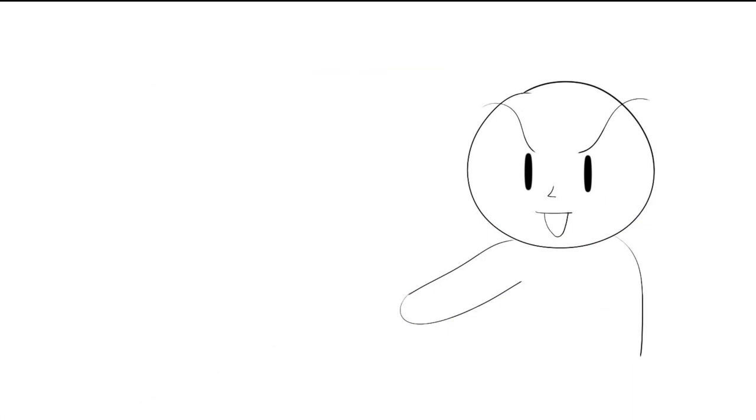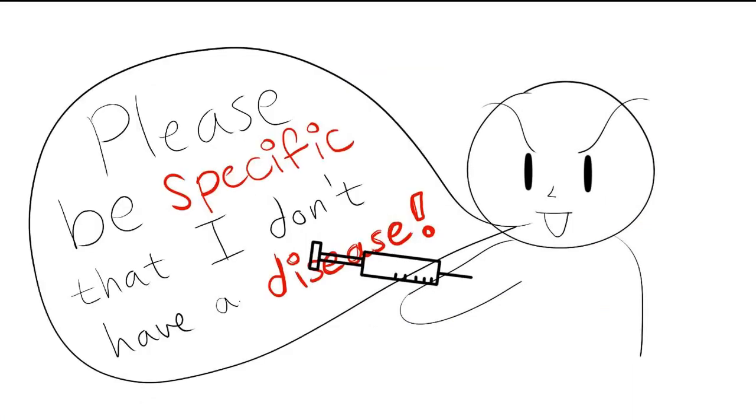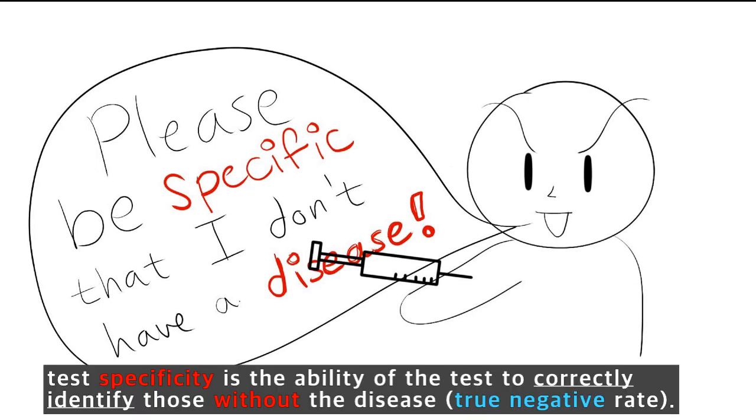Okay, here is a guy who is having the blood sample for the screening test, just to remember this scenario. And he's saying that, please be specific, that I don't have a disease. Okay, the screening test must be very specific so that the person who does not have disease can be correctly identified. This is the specificity.